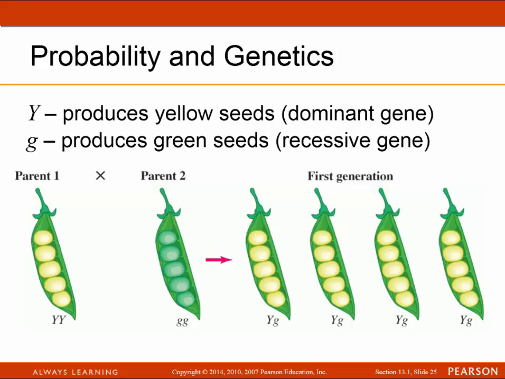So we have probability and genetics. So Y, capital Y, produces yellow seeds. That's the dominant gene. Lowercase g produces green seeds, and that's the recessive gene. So here we have parent 1, who's a YY, and then parent 2, who's a gg. So then the first generation will be Yg, Yg, Yg, Yg.